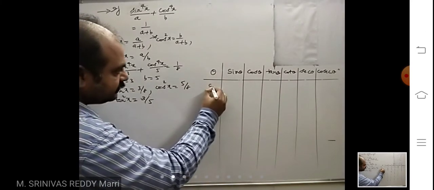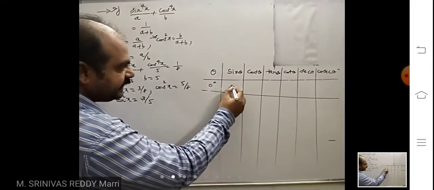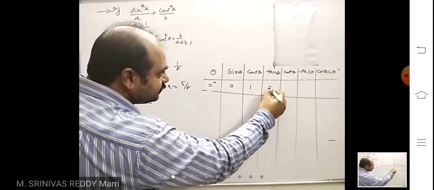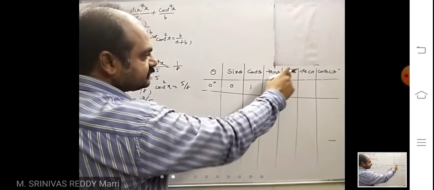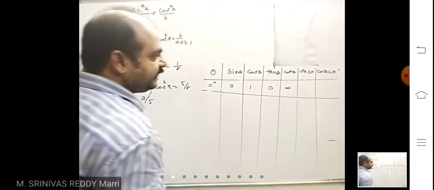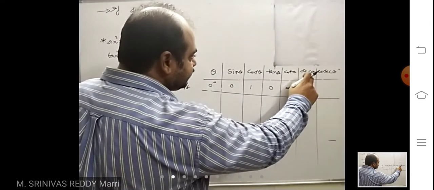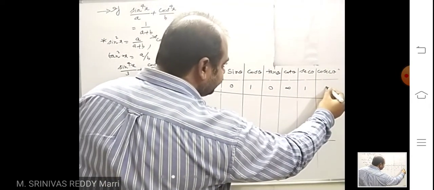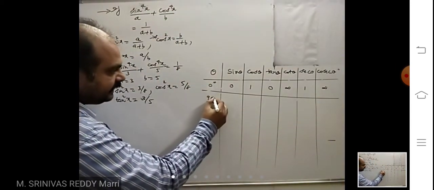So first look at 0 degree. These values you have to remember. So sine 0 is what? 0. Cos 0 is what? 1. Tan 0 is 0. Tan means sine by cos. Cot means cos by sine, 1 by 0. Denominator 0 means you get infinity or undefined. Secant 0, that means 1 by cos, 1. Cosecant 0, 1 by 0 means infinity. Like that.